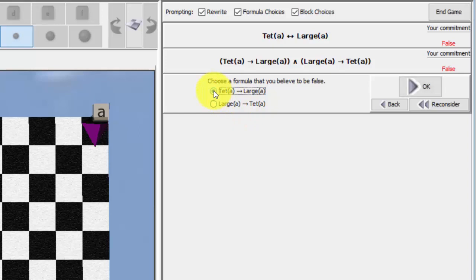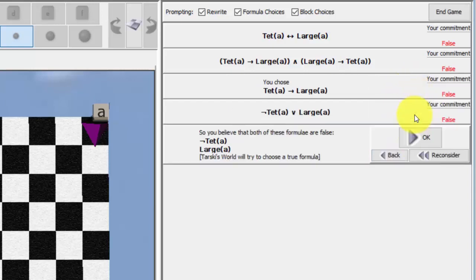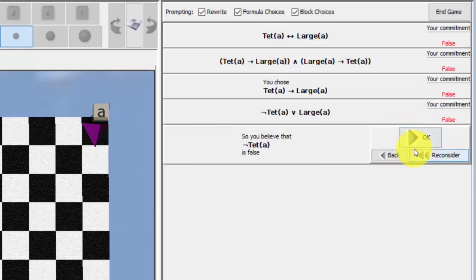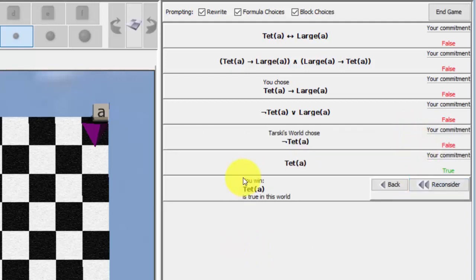So this is the one that's false since the antecedent is true, A is a tetrahedron, and the consequent is false. It's not the case that A is large, since A is small. And now we see that I've won.